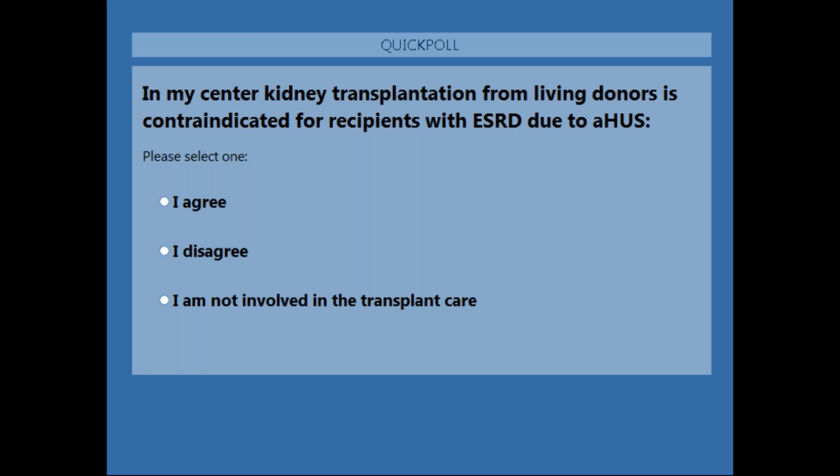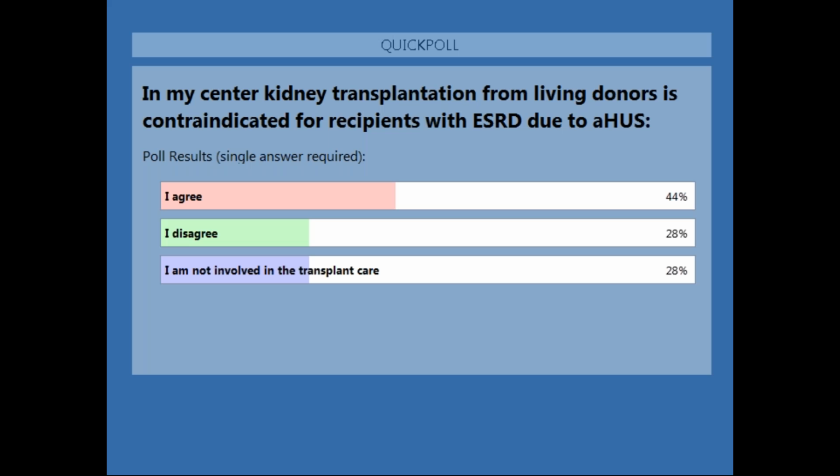Okay, so majority, 44%, think that living donor transplantation is contraindicated for these patients. Other 28% disagree, and they would transplant their recipients with end-stage renal disease due to aHUS from a living donor, and 28% of participants are not directly involved in the transplant care.